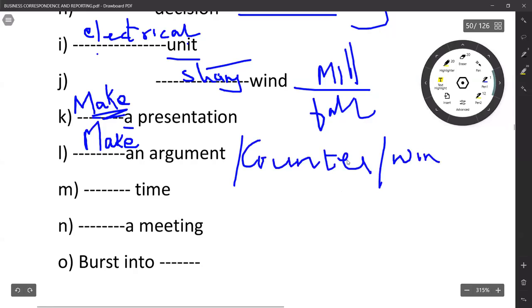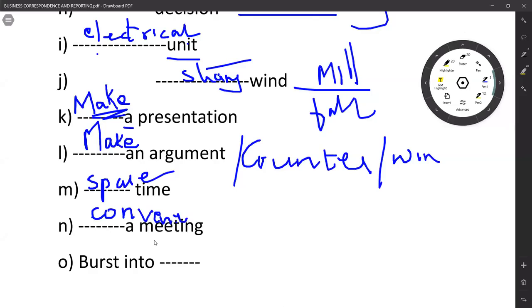Okay. Dash time. On time. In time. Lapse. Time being. Free time. Spare time. Precious time. Good. Okay. Travel time. Okay. Dash a meeting. Organize a meeting. A more formal word for organize is convene. To convene a meeting, to organize a meeting, to coordinate a meeting, to attend a meeting, to schedule a meeting.